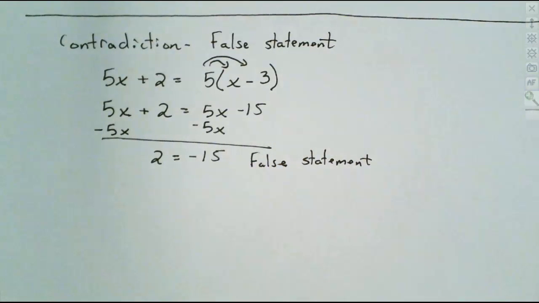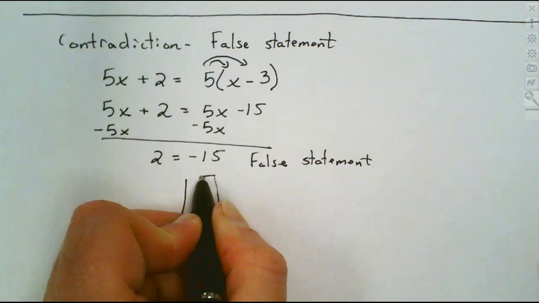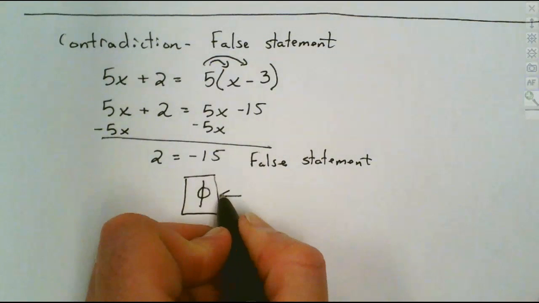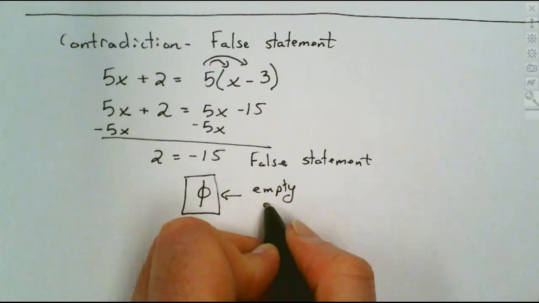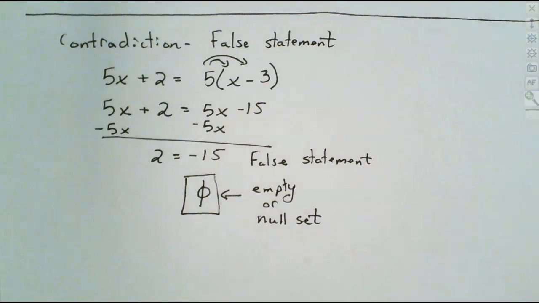And what happens when we have a false statement? That's called a contradiction, and we have no solution. And we express our answer as a 0 with a slash through it, and that is called your empty or your null set. So empty or the null set. Depending upon the textbook, it might be an empty set, or they might call it the null set.